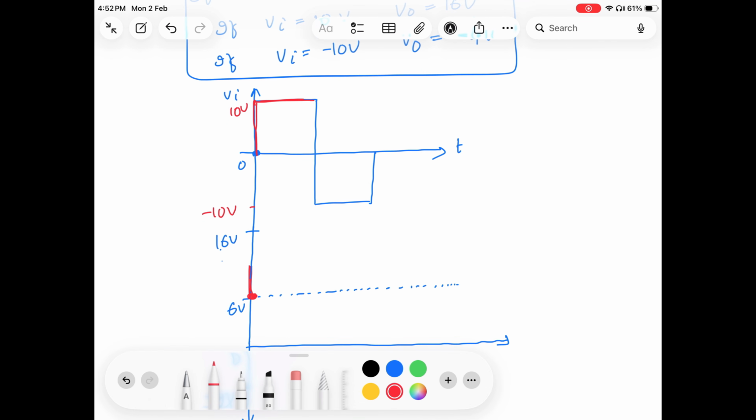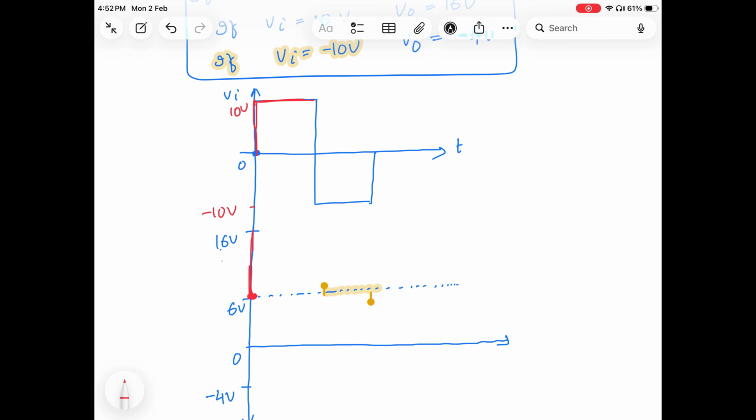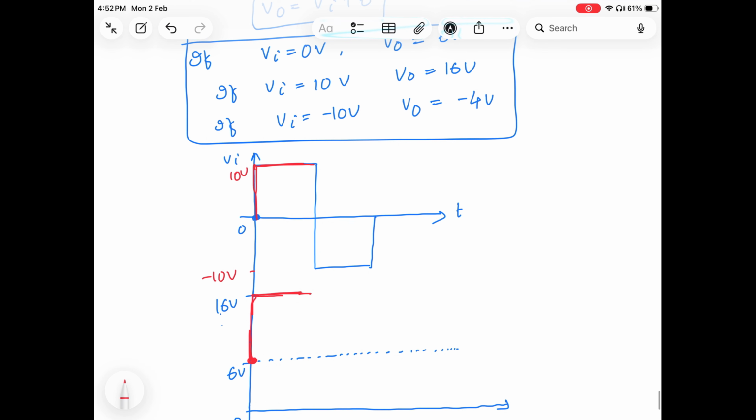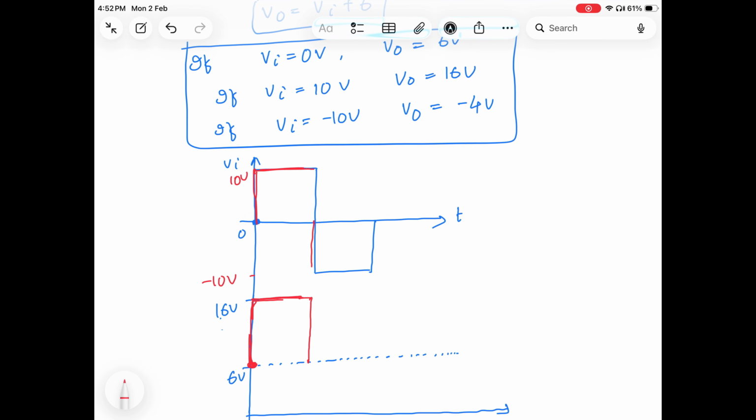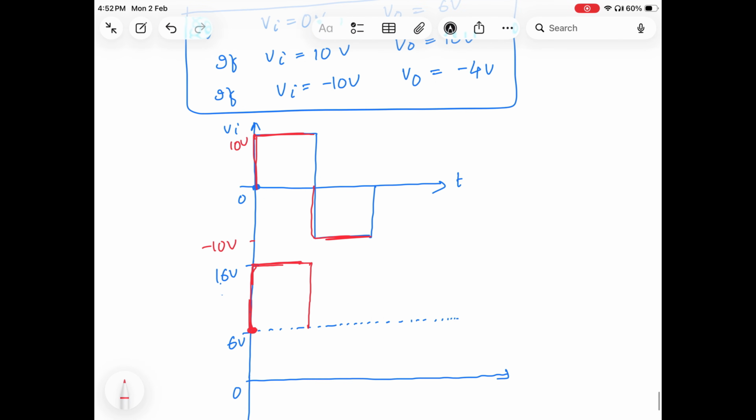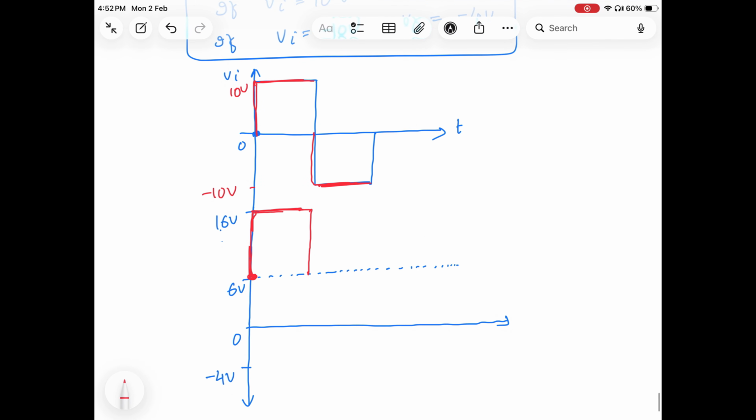So again, when this input waveform starts from 0 going towards 10, the output waveform will start from 6, going towards 16. Then when the input again comes back to 0, the output will again come back to 6. Then when Vi equals minus 10 volt, your output voltage will be minus 4 volt. So the input goes from 0 to minus 10, and in this case the output will go from 6 to minus 4. Then again it will come back to 6.